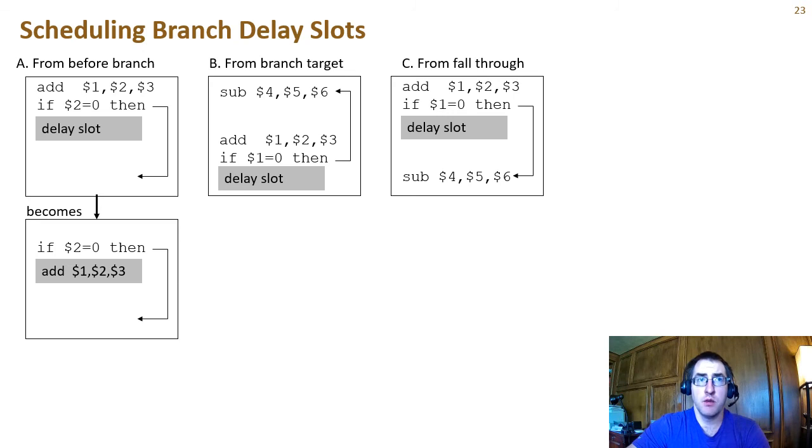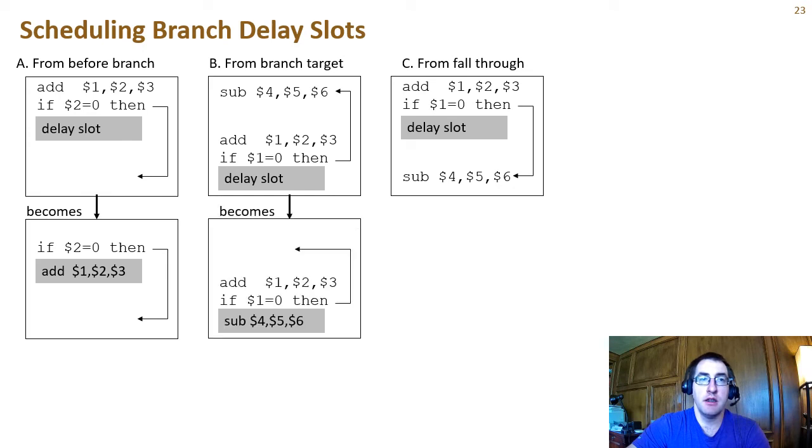For B, we have this add $1, $2, $3, but now the branch condition is comparing $1, which means there's a dependency between the add and the if statement. So we can't move that add to after the if statement because that would alter the outcome of the branch condition. Something else we might be able to do is move an instruction from the branch target into the delay slot. Here we're thinking maybe this is a branch backward. Then we can slide that sub instruction into the branch slot.